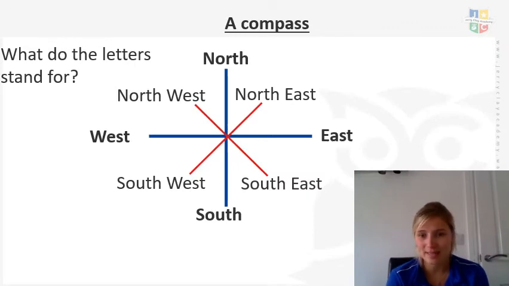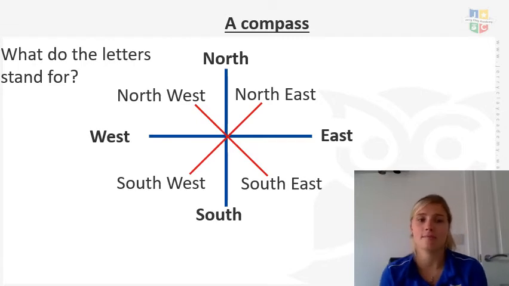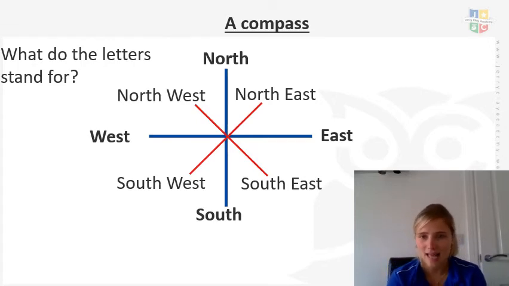Okay, so yours should look something like this. You should have put north at the top, east on the right, south at the bottom and west on the left. Now these are the main points on a compass. Some people remember them in different ways. I always remember them: never eat shredded wheat, N at the top, E on the right, S at the bottom and W on the side.